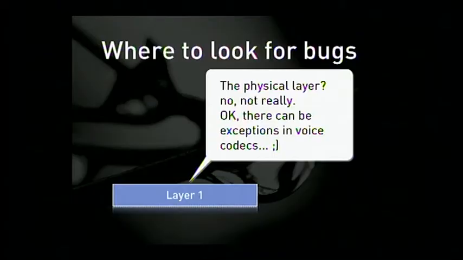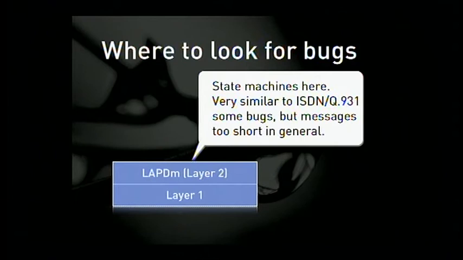Now, where do you look for bugs? I mean, the physical layer? Nah, not really. Oh, well, there are some exceptions. There are voice codecs that have length fields. And this can be very funny as well. On layer two, there are state machines for handling things. There are some bugs, but in general, the messages are too short. So you can crash things, but it's not worthwhile, I found.